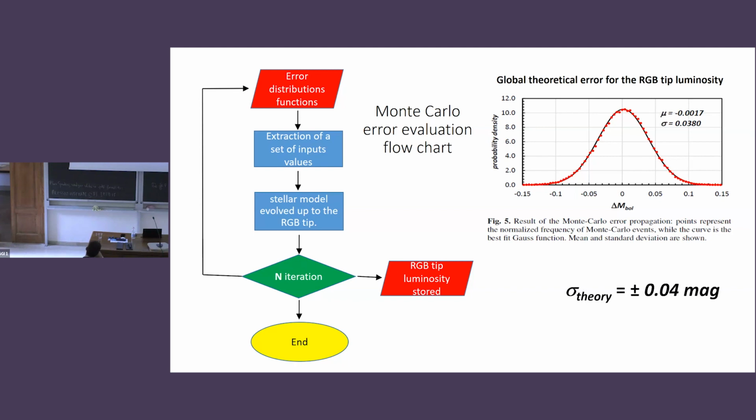Okay. Yes, I have a question about the membership probabilities. Sorry, the membership probabilities in the globular clusters. So how do you estimate them, and do you take them into account in your analysis as a sort of weight in the likelihood function or something like that?